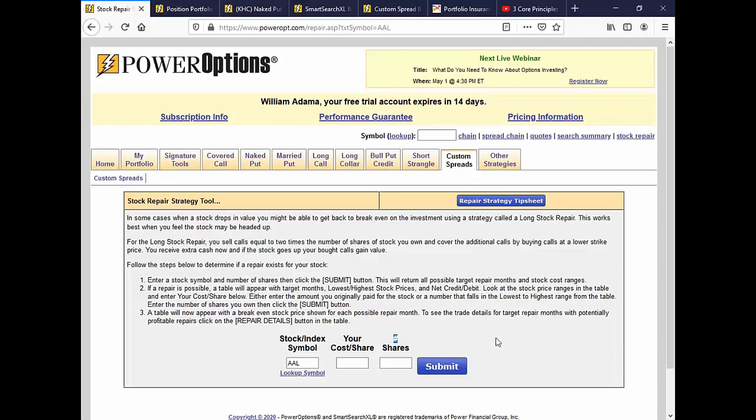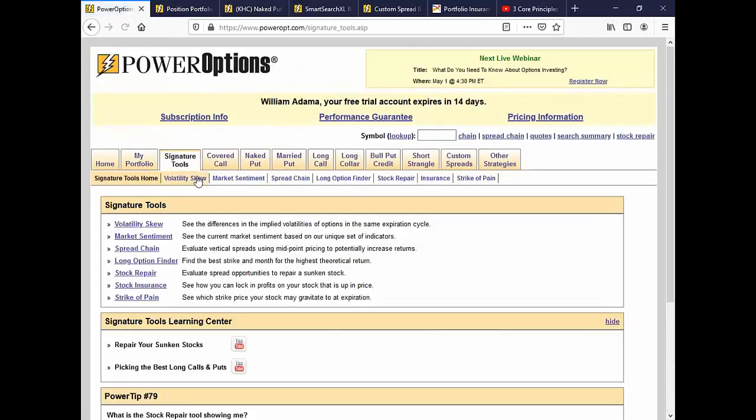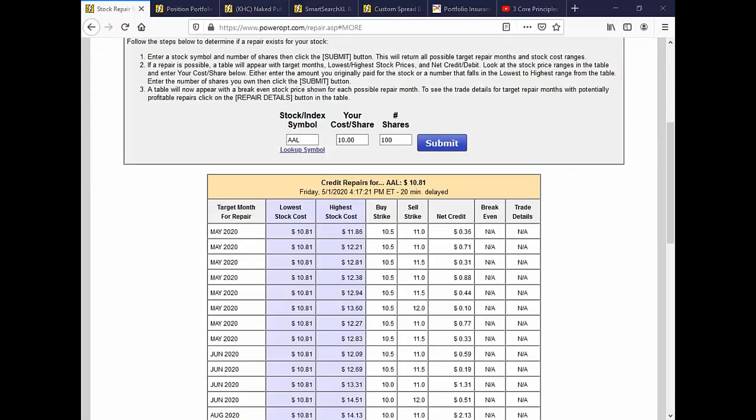But that's where the stock repair tool comes in. You can put in your symbol and click on stock repair, or you can go into signature tools and access the stock repair. I thought we covered this, but it doesn't solve the problem of a capped gain, but it might help you get back to break even faster. I'm going to use a cost basis of 10 on 100 shares. Your cost basis might be a little bit lower, might be a little bit higher. You got put at 20, and I think it was around 11. So we're at 10.